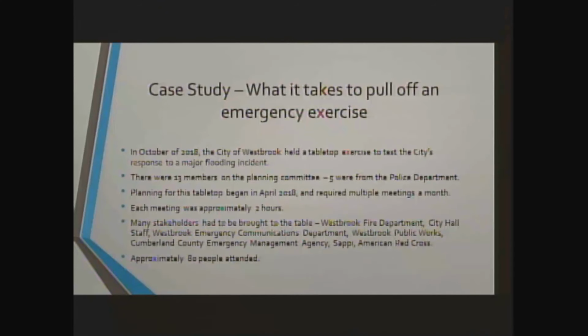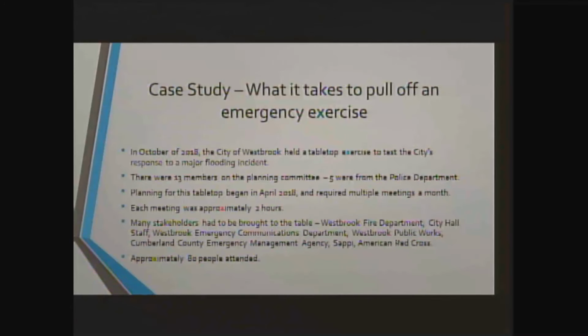So, a quick case study on what it takes to pull off just one exercise. As you may be aware, this past fall in October, the city held a tabletop exercise around our response to a major flooding incident in the city. There were 13 members on the planning committee, 5 of which were from the police department. Planning for this started in April of 2018, and this required multiple meetings a month, with each meeting taking approximately 2 hours.